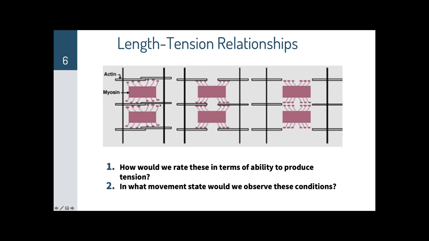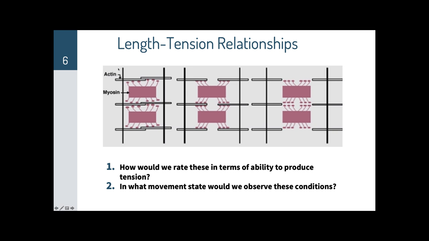So this would be less than optimal contraction status because the sarcomere is blunted. We basically have this overlap here, which means that myosin cannot bind to either of these heads, okay? So we're not producing much force at all.